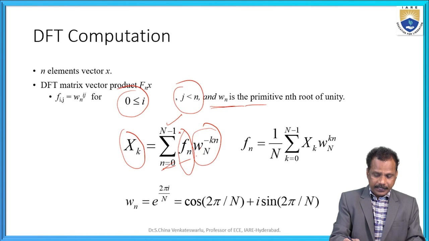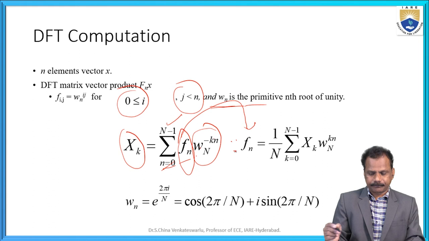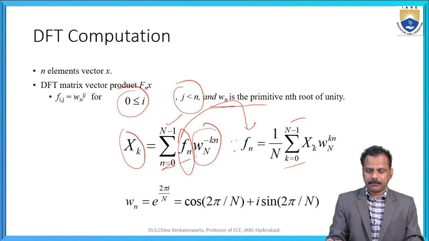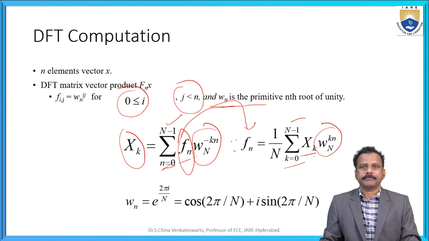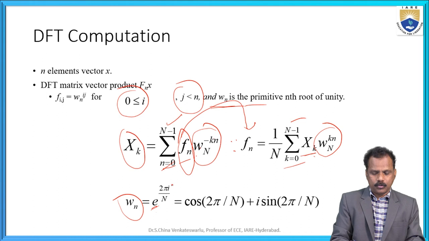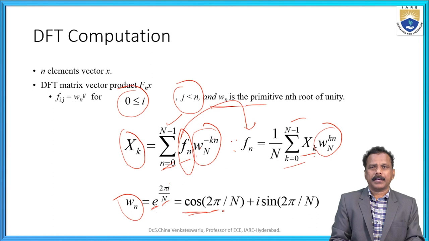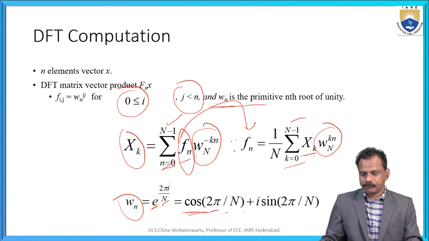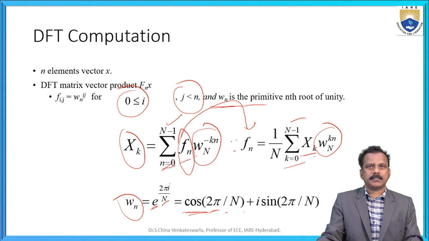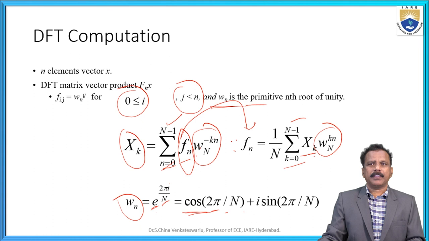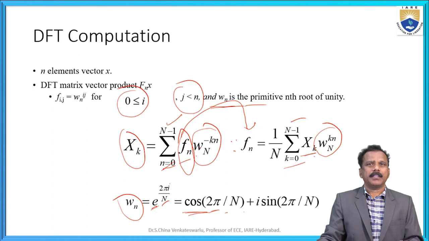Then we are ready to calculate the IDFT, the inverse discrete Fourier transform: f(n) equals 1 by N, the summation k equal to 0 to N minus 1 of X(k) times the twiddle factor W_n^(kn). W_n is also equal to e^(2πi/N), which is also equal to cos(2π/N) plus i sin(2π/N). We have to remember that for an n-element vector x, the matrix-vector product is F_n x, where F_ij equals W_n^(ij) for 0 less than or equal to i, j less than N, and W_n is the primitive nth root of unity. After calculating this twiddle factor, we compute the DFT and IDFT, and then we can verify that the DFT computation is an efficient computation.